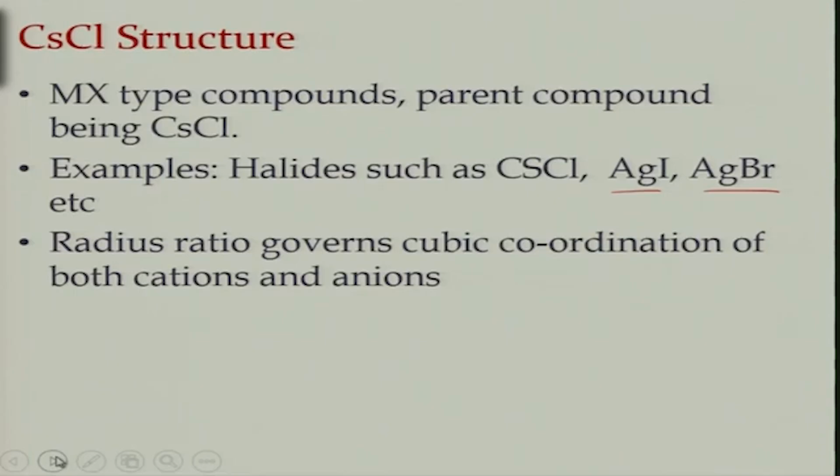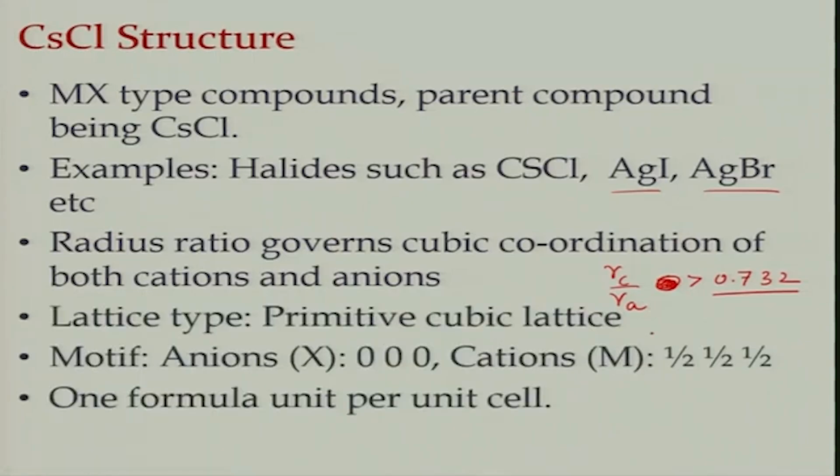The radius ratio governs in this case. So RC by RA is greater than 0.732, which means cations are bigger in this case. As a result, there is a cubic coordination of both cations as well as anions because of stoichiometry, and the lattice type is primitive cubic in this case, and the motif will be anion. Now if it's a primitive cubic lattice, when you define the motif, you will have to define both the ions. The anions will be at 0, 0, 0, and cations will be at half, half, half.